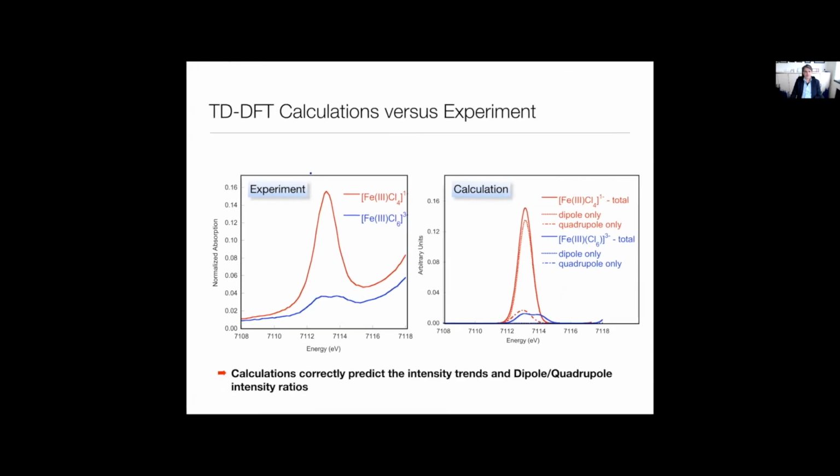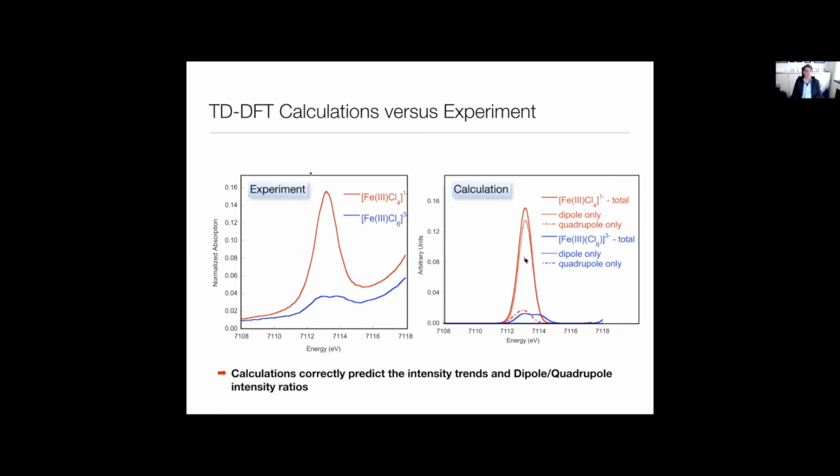And by and large, the calculations are really nicely reproducing all of these trends. In almost all cases, most of the intensity comes from the electric dipole. So basically, that is a little bit of p character mixed into the d orbitals through the bonding. And that is what gives the pre-edge its intensity. And only for very symmetric complexes is there a significant quadrupole component that you're sometimes able to pick up.